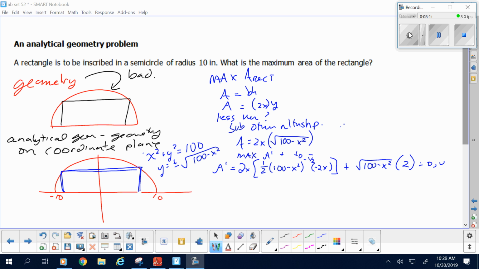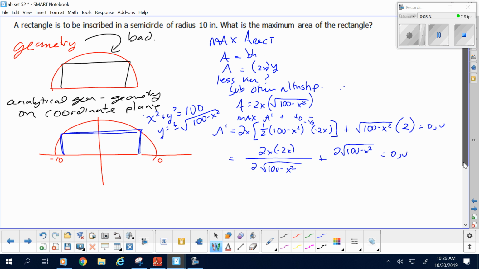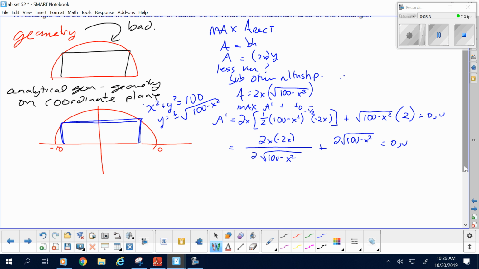You follow me? Okay. With a little cleanup, let's go with 2x and negative 2x in the numerator and 2 root 100 minus x squared in the denominator for the first product. And the second is just 2 root 100 minus x squared. Stop me if you disagree. Okay, the algebra is no walk in the park. So what do you do?